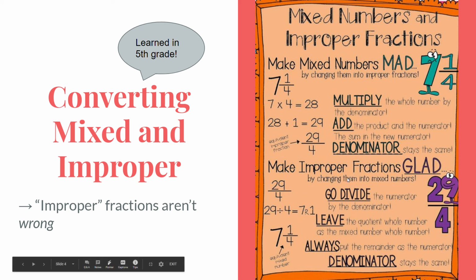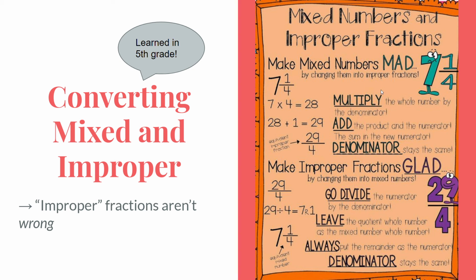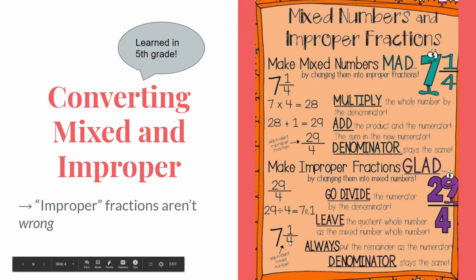We don't make things glad as often as we make them mad. Because, as I said, when we get to 7th grade, sometimes the fraction greater than 1 is the only answer that they're looking for. It's not improper. It's just a fraction greater than 1. When we get to our ratios unit, you can't change it into a mixed number because that's not a ratio anymore. So we are looking for maybe 29 out of 4 or something like that.